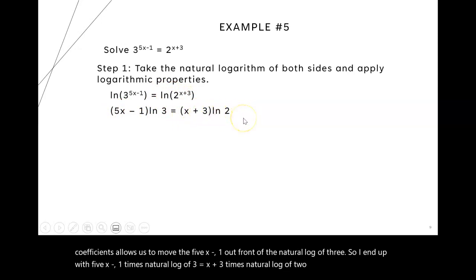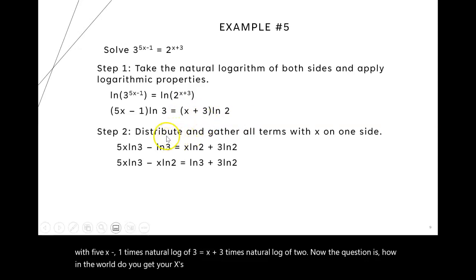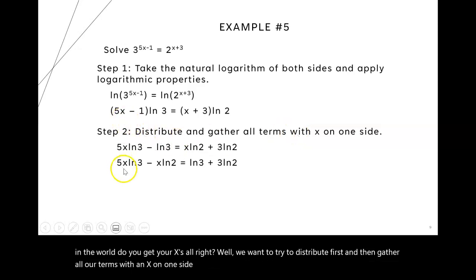Now the question is, how in the world do you get your x's? All right, well, we want to try to distribute first and then gather all our terms with an x on one side, because eventually we're going to factor out an x and solve.